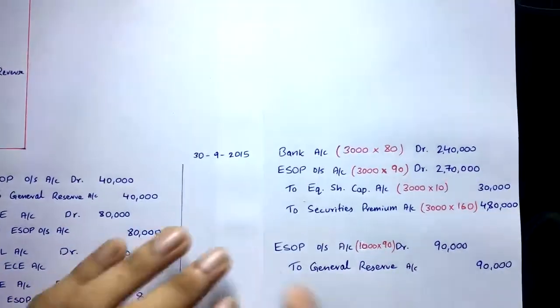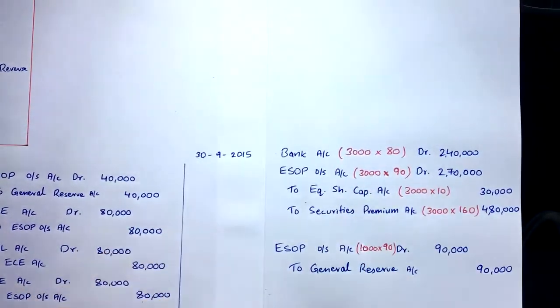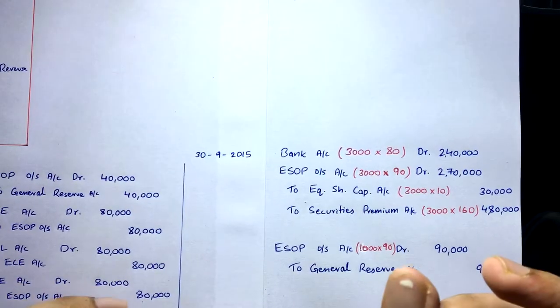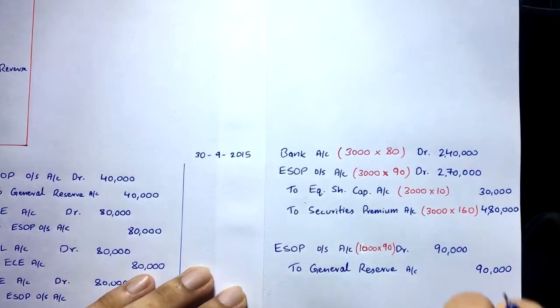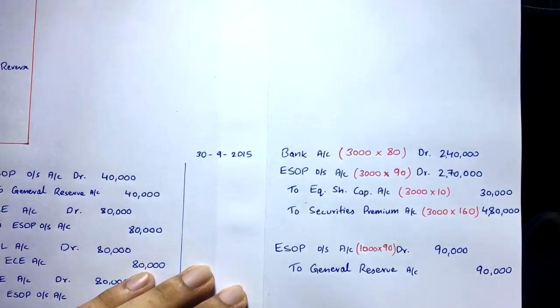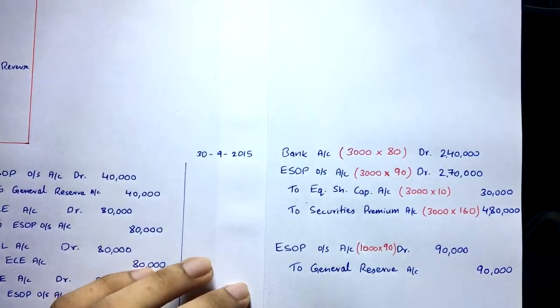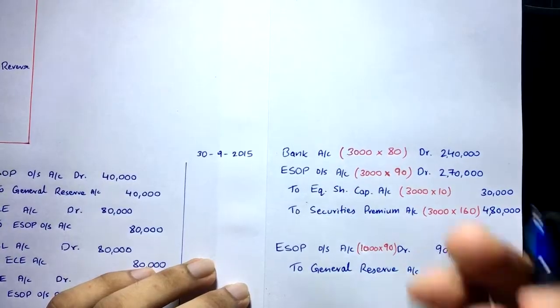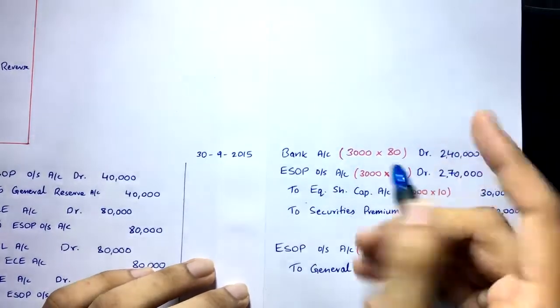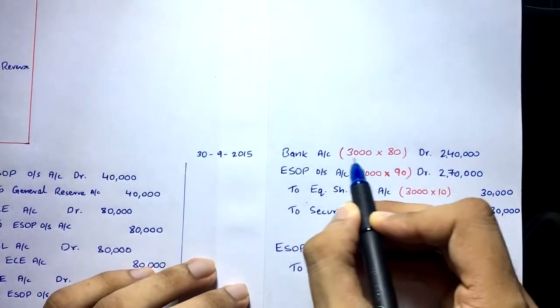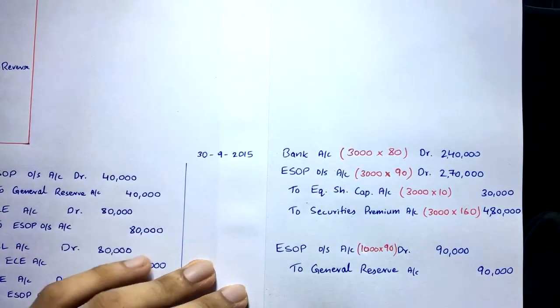So that liability you have to cancel out till the extent of what? Till the extent of the shares that have been purchased, the options that have been exercised. In this entry I'm talking about. Okay, so bank account debit, the money has come in because the employees have purchased the shares at low prices. So some amount they have paid, right? Rupees 80. So how many options have been exercised? 3000 options have been exercised.